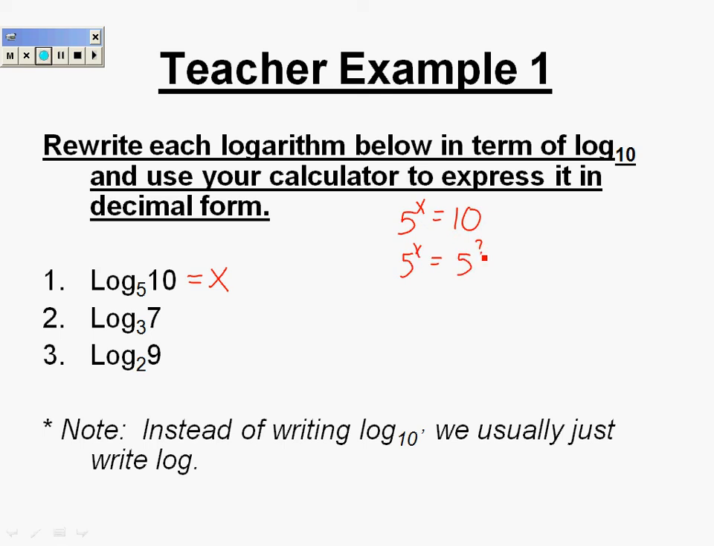5 to the first power is 5, 5 to the second is 25, so we skip it. It's some sort of decimal between 1 and 2, and I don't know what it is. So we need to do change of base so that we're not in that base 5 anymore that we can't use.